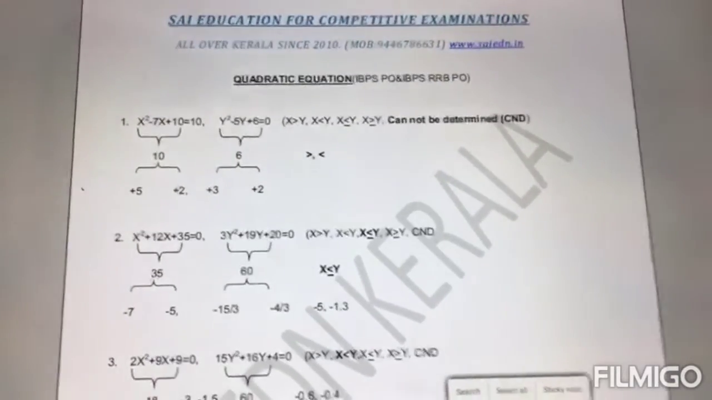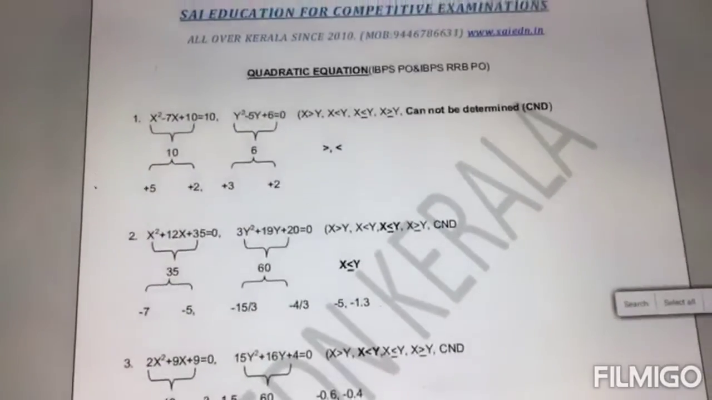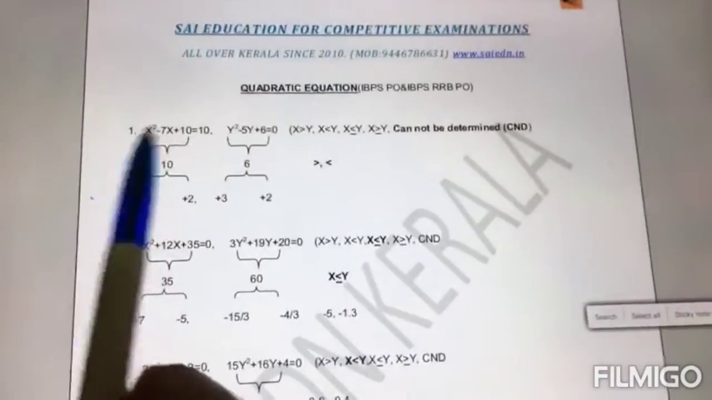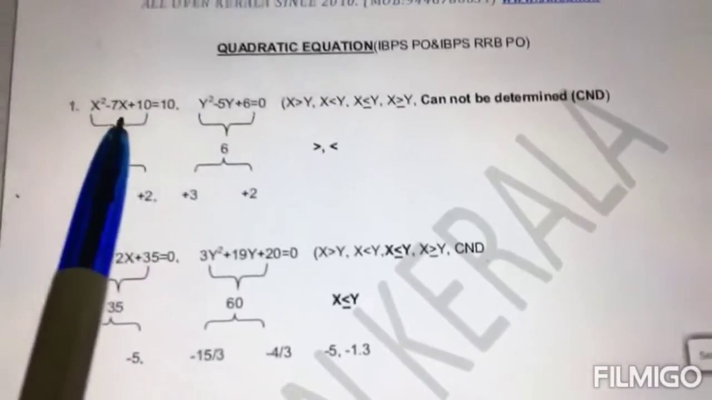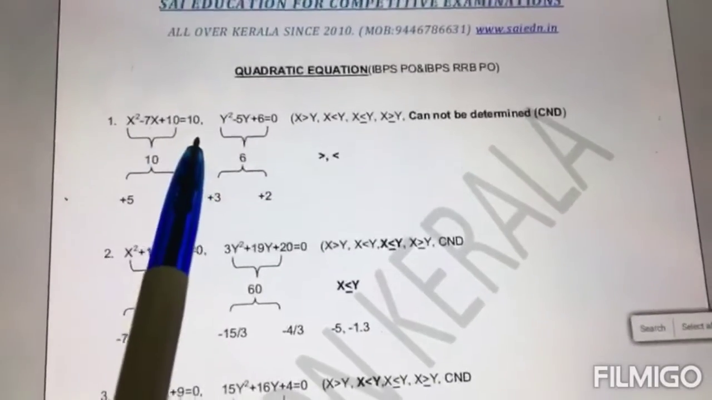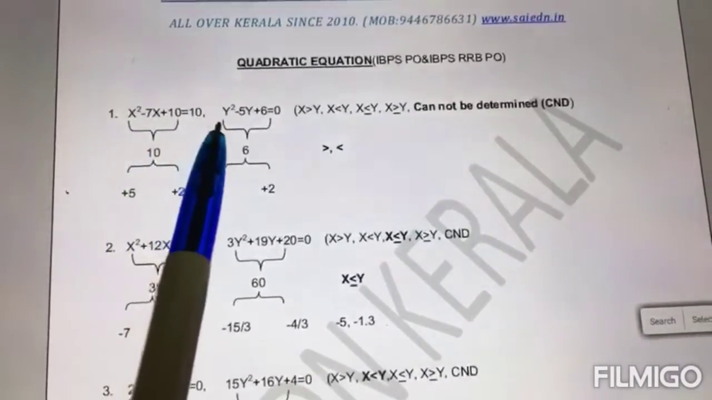So we're going to start a new topic today, quadratic equation. From our last lecture, we know that any equation where the highest power of its variables is 2 is called a quadratic equation. It usually takes this form, right? So we are given two quadratic equations. We have done this before. We have to find the values of x and y. Alright, so let's take a look at the first question.